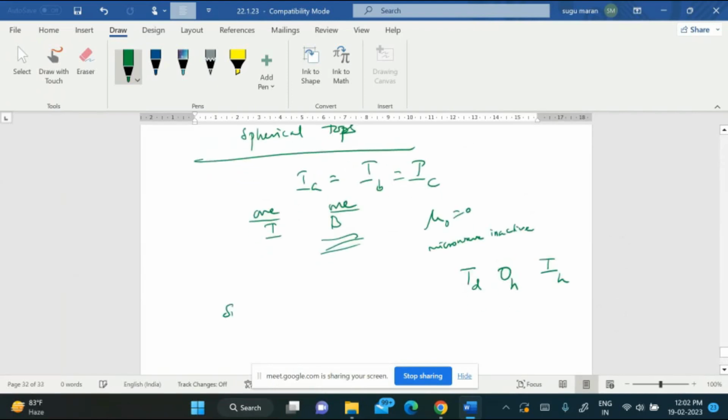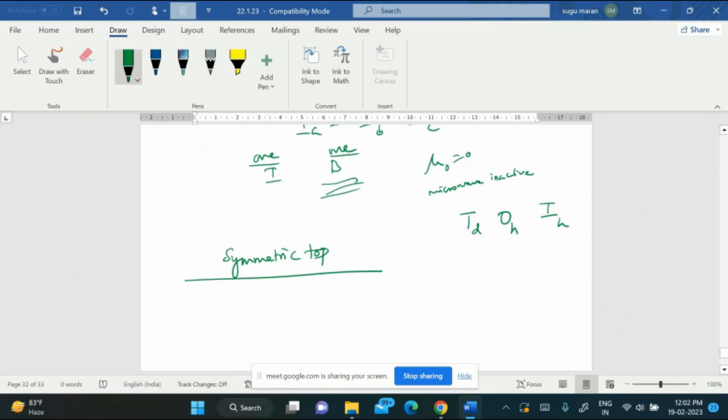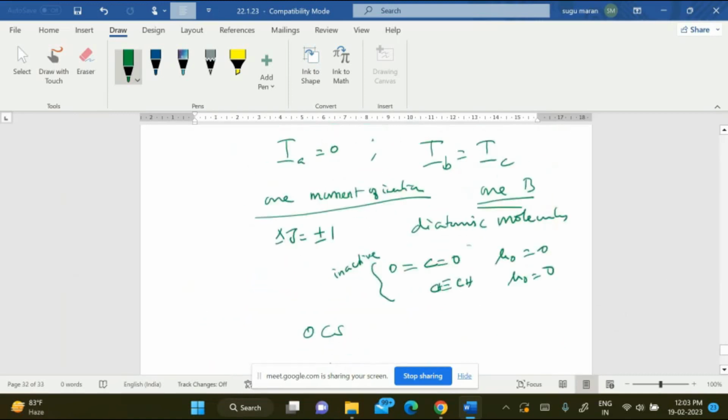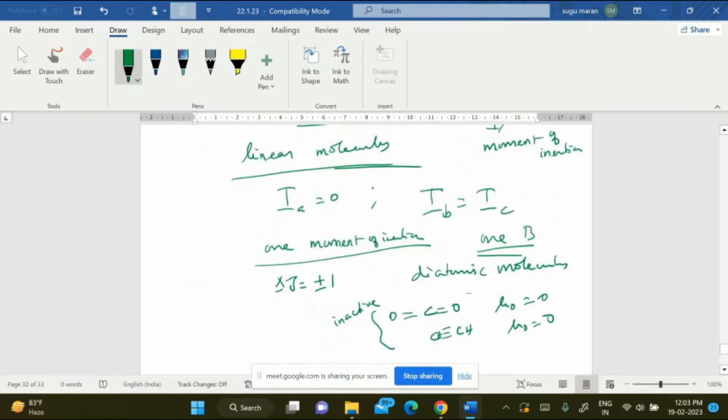The other classification is the symmetric top. Here you have two types of molecules. One is the prolate symmetric top, where Ia is less than IB, and IB and IC are equal. Ia is the unique moment of inertia. And for that matter, the first case is the linear molecules.